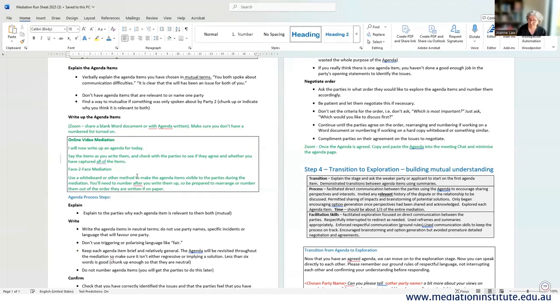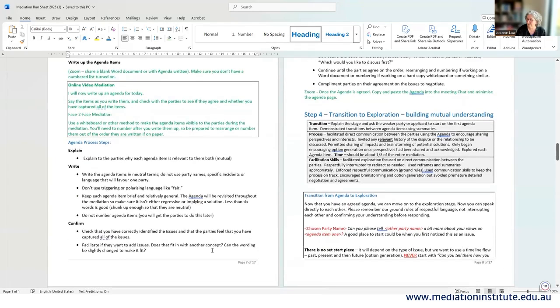The same with putting people in the waiting room for private sessions. The easiest way is to pull up a plain Word document and write your agenda on that. Just remember not to default to a numbered list, because you want to get the people to negotiate the order that they want to speak.